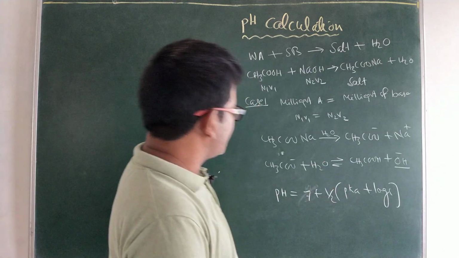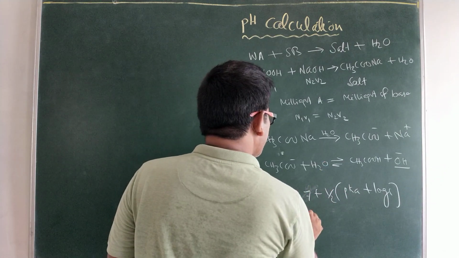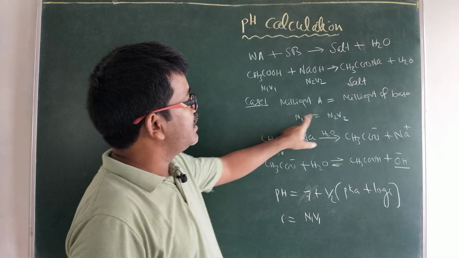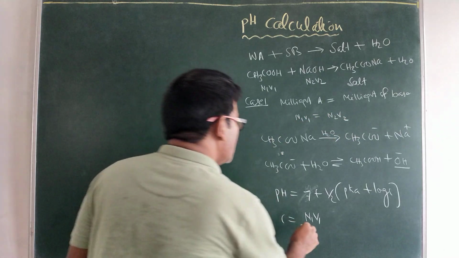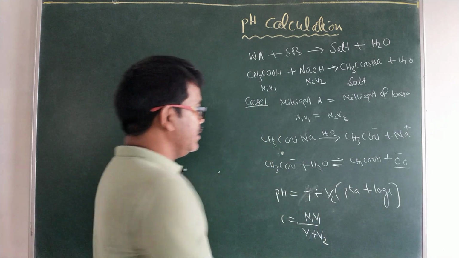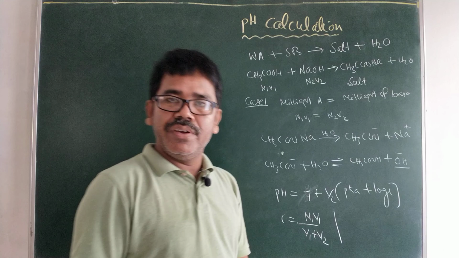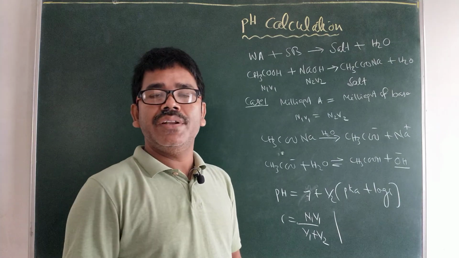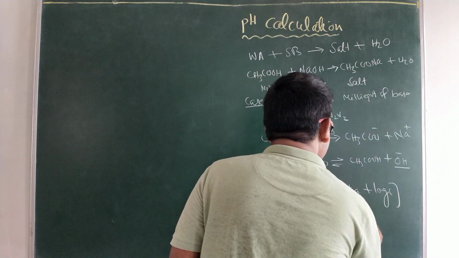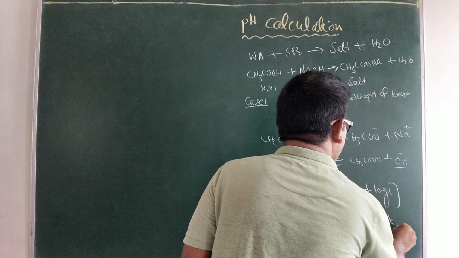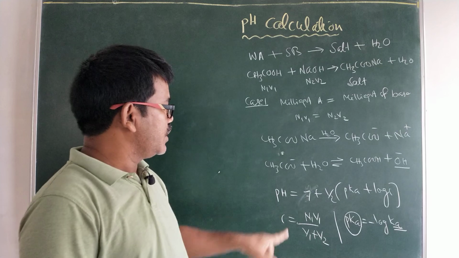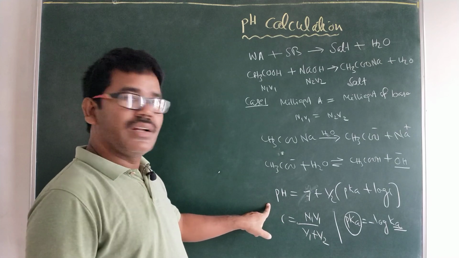How to calculate the salt concentration? C is the milli equivalent of acid or the milli equivalent of base, because in this case both of them are the same, divided by the total volume V1 plus V2. This will give us C, and the pK value will be given, or otherwise the K value will be given. From the K value we can calculate the pK. We know pKa is equal to minus log of Ka. By putting these values, we can calculate the pH, and the pH will be greater than 7.